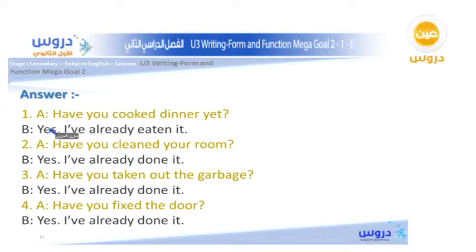The first one, have you cooked dinner yet? Yes, I have already eaten it. This is the third form of the verb eat. Second question. Have you cleaned your room? The answer would be yes, I have already done it.